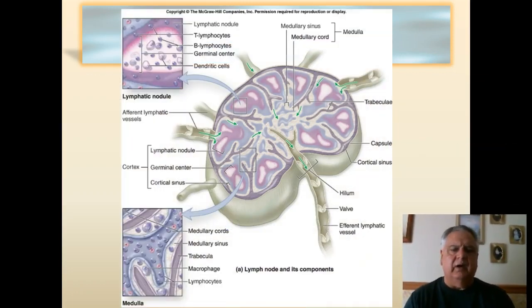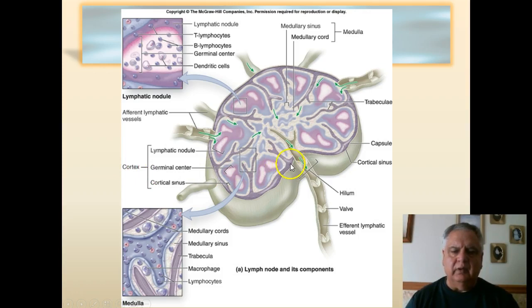So here's how it plays out. Here's a diagram that helps you understand what we just talked about. If we look at this artist's conception of a lymph node, we can see this gray outer region of the lymph node right here, the covering, and this is referred to as the capsule. Now, just beneath the capsule, there is this outer region of the lymph node, which is referred to as the cortex.